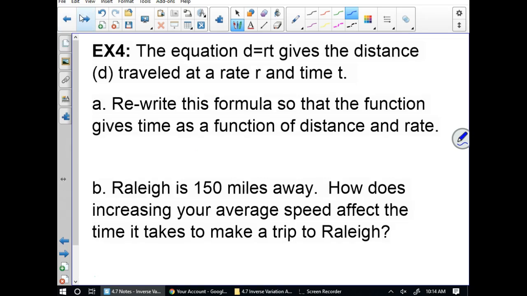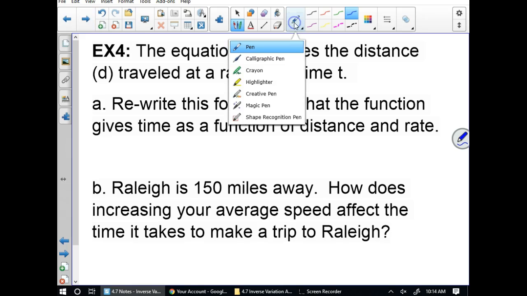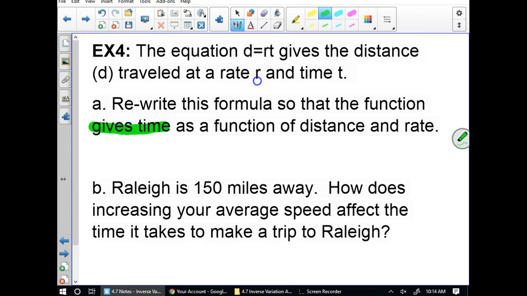The equation d equals rt gives the distance traveled at a rate r and time t. Part A says rewrite this formula so that the function gives the time as a function of distance and rate. Okay? So whenever you see this, the function gives time as a function of, what that means is that the equation needs to be solved for t. So I have d equals rt.